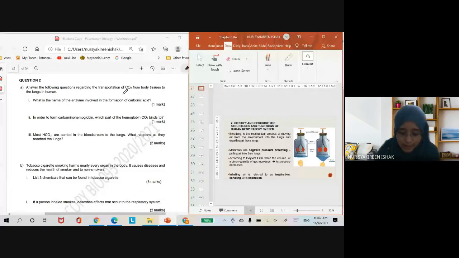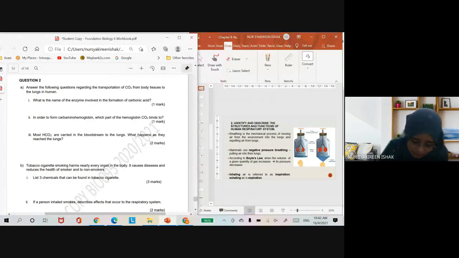Answer the following question regarding the transportation of carbon dioxide from body tissues to the lungs in the human. So number one, what is the name of the enzyme involved in the formation of carbonic acid? So when your cell respires, it produces carbon dioxide. This carbon dioxide will enter into your red blood cells. It reacts with water and it forms carbonic acid. So the enzyme involved in this reaction is known as apa?